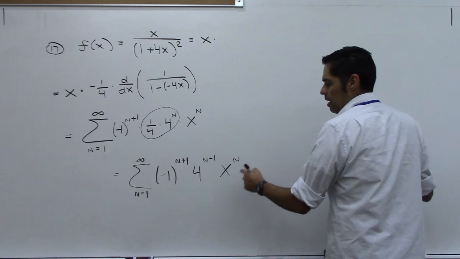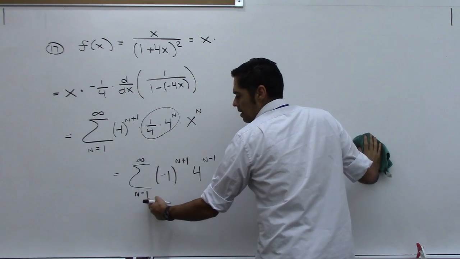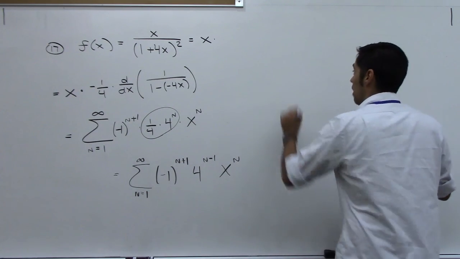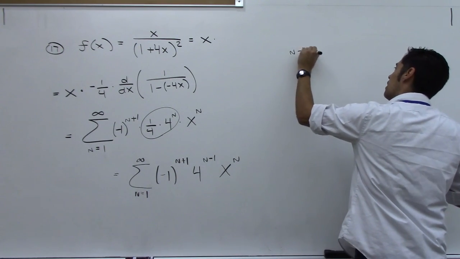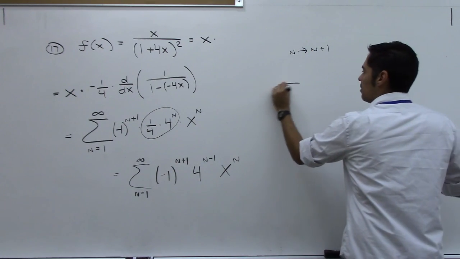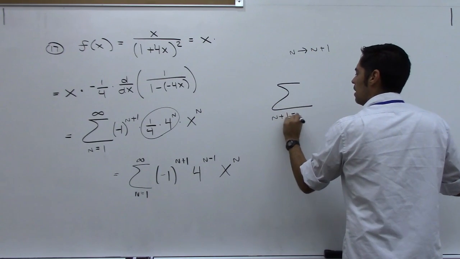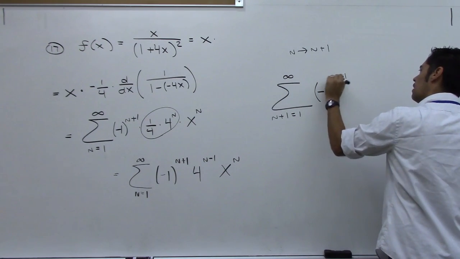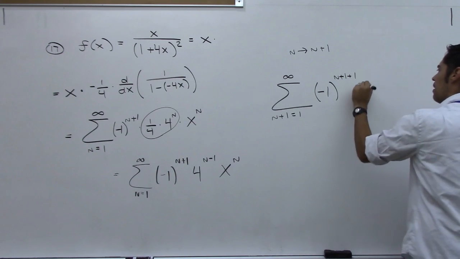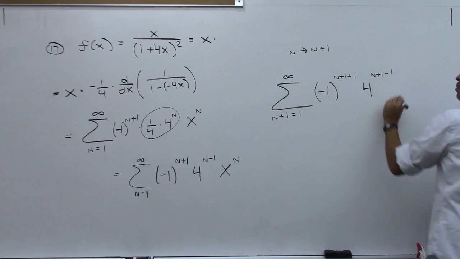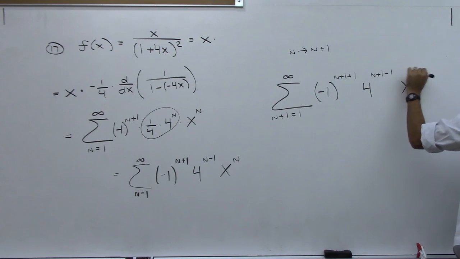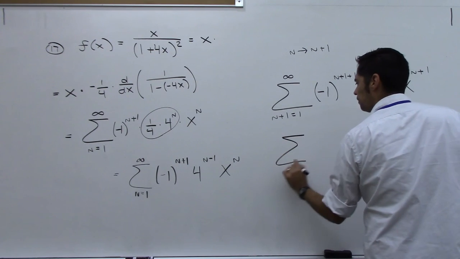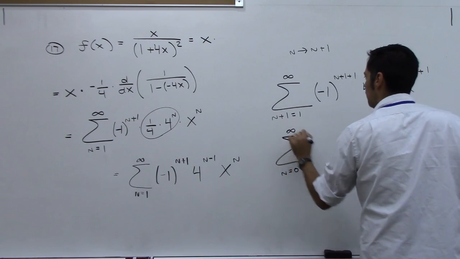So what I'm going to do is try and make this a 0 down here. So I need to put n plus 1 over here so that when I subtract 1 on both sides, I'll get 0. So I'm going to let all my n's turn into n plus 1's. So I get sum n plus 1 equals 1 to infinity, -1 to the n plus 1 plus 1, and then 4 to the n plus 1 minus 1, then x to the n plus 1. So that's replacing all my n's with n plus 1's. Subtract 1 on both sides there. N is 0 to infinity.